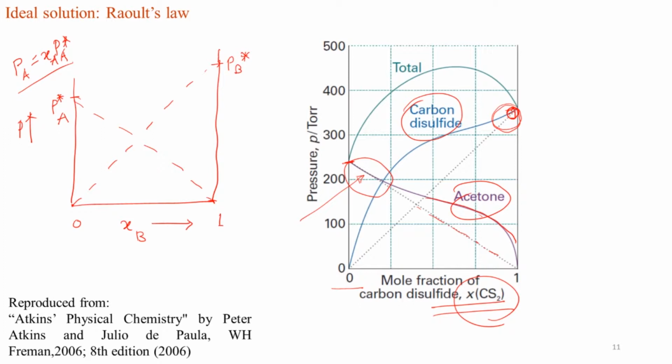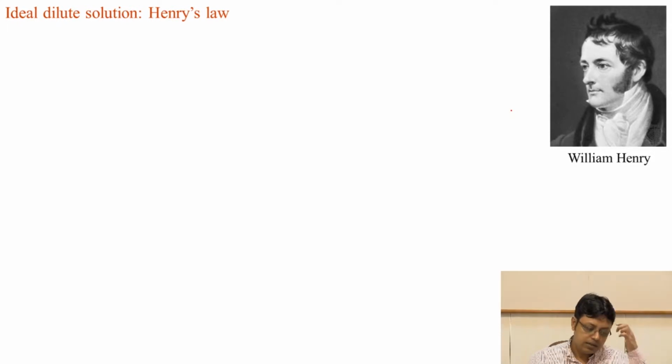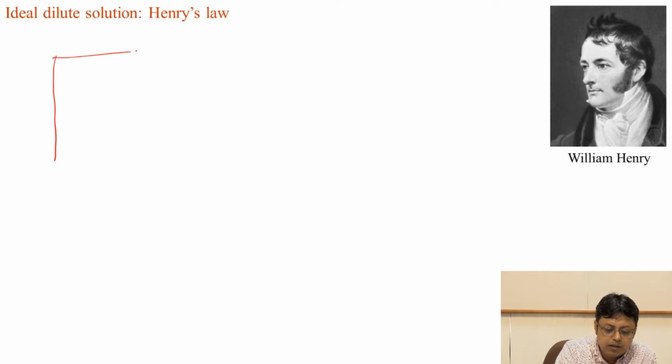Now that was explained by another scientist, William Henry, and he proposed an alternative law which is known as Henry's law. Let us just try to conceptually analyze what Henry's law is. Before we discuss Henry's law, let us discuss the solute-solvent system. As before, we'll just consider the AB situation.